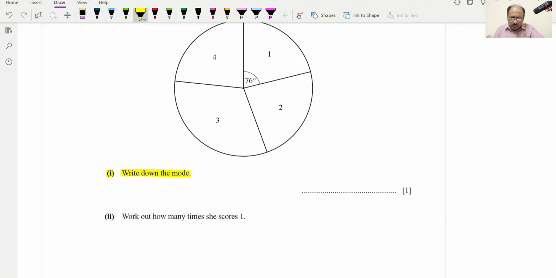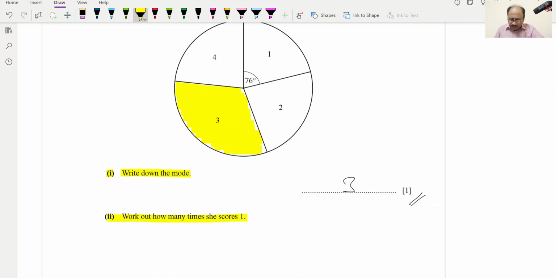Part 1, write in the mode. Mode in a pie chart will be the section which is covering the most area. And if we see, this area is the most one. So we will say 3 is the mode. So this area is the mode. We can write here 3. This is a 1 mark part.